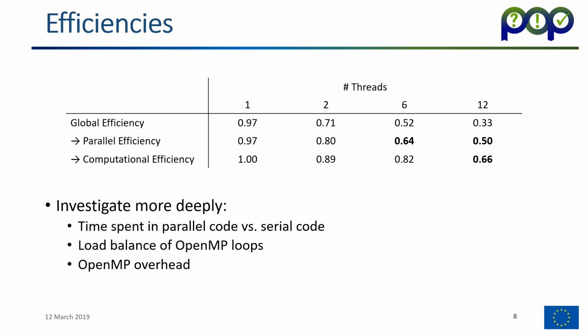We'll also look at the overhead imposed by using OpenMP. Is that unusually high as well? Is there anything we can do about that? And finally, we'll also be looking at this issue of computational efficiency, particularly on 12 threads, to understand why we see that tail off there.